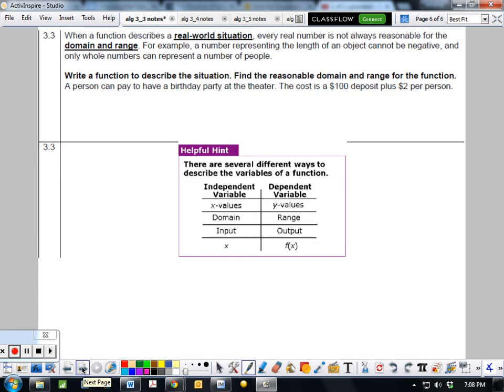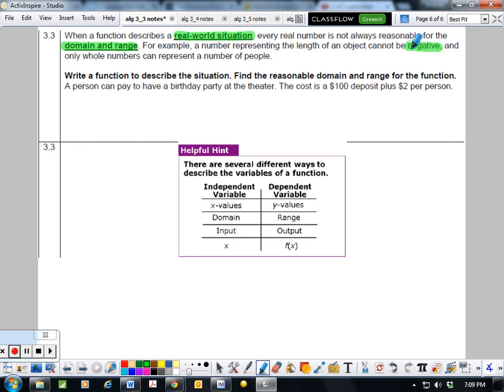Okay, so when we start looking at domain and range of a function in a real world situation, we're going to find that every real number is not reasonable when we start talking about domain and range. Because, especially if you look at our last situation, are we going to have negative people going to the amusement park? No. So when we're looking at this, negatives are not always something you can use for a real world situation. So even though it may work mathematically on its own, when you think of the context, when you think of the situation, it doesn't always work.